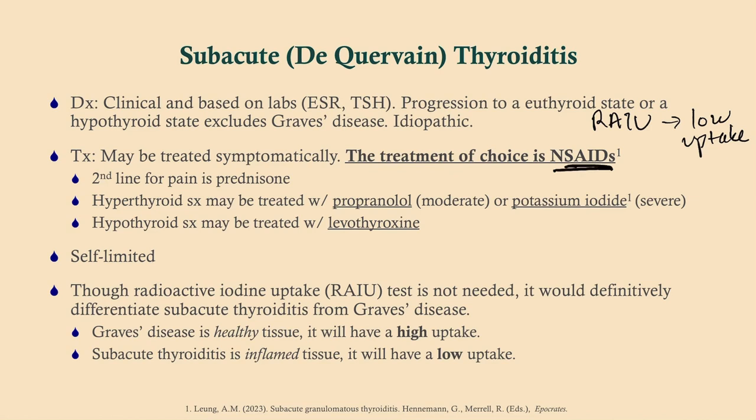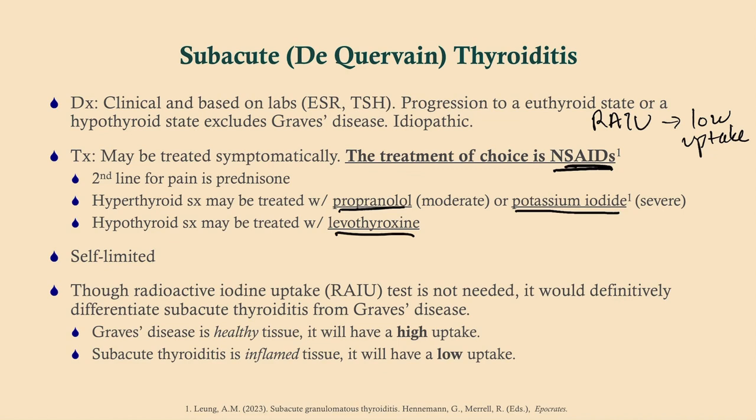Now, as usual, if you have hyperthyroid symptoms, if you have a thyrotoxicosis, you can treat the symptoms with propranolol, a beta blocker, if it's just moderate symptoms. If you have more severe symptoms, then you will probably want to go with potassium iodide. Now, if you have hypothyroid symptoms, then you'll go with levothyroxine. That's just replacing the thyroid hormone.